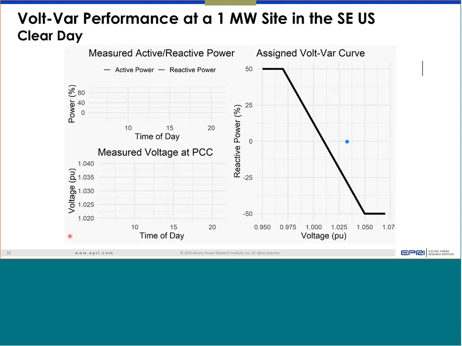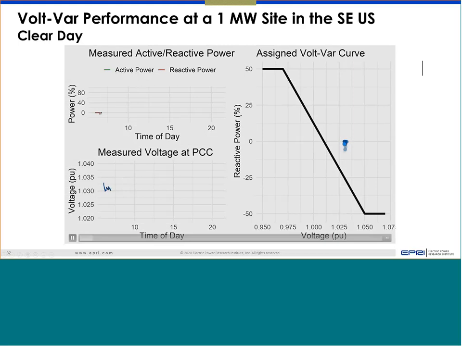So I'll play the video. All these points will be moving, basically showing the time lapse. Early morning, the plant just starts generating, and it is trying to find the point so that it can follow the Volt-Var curve. So it does start from 0. Now it found the Volt-Var curve and is trying to maintain it there, depending on the voltage variation.